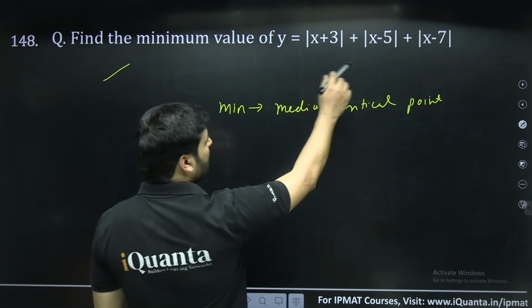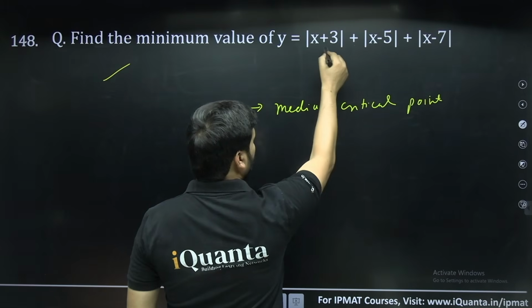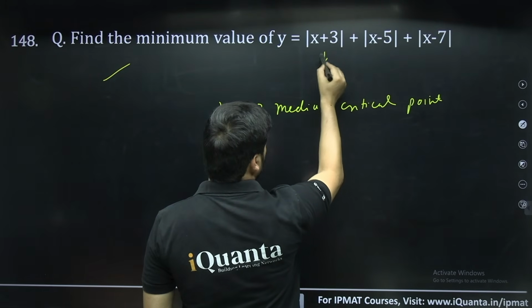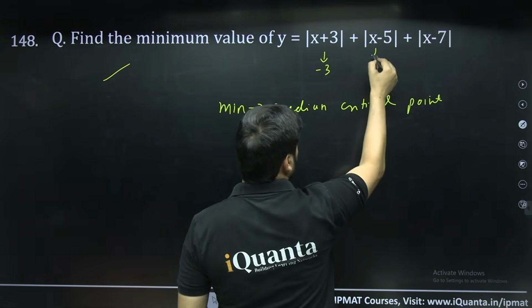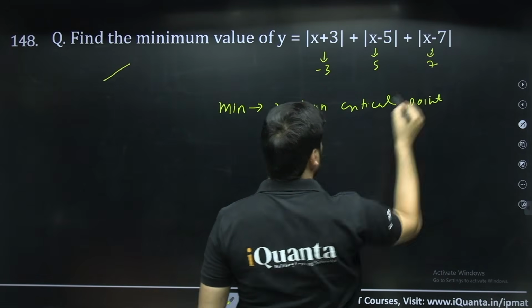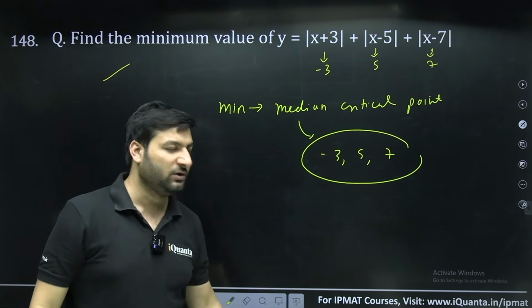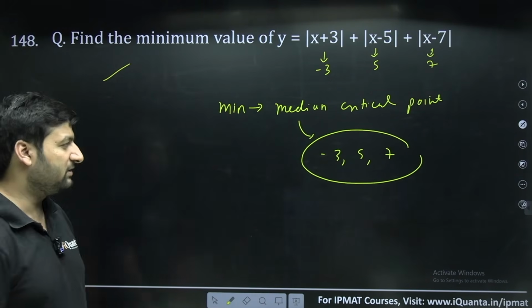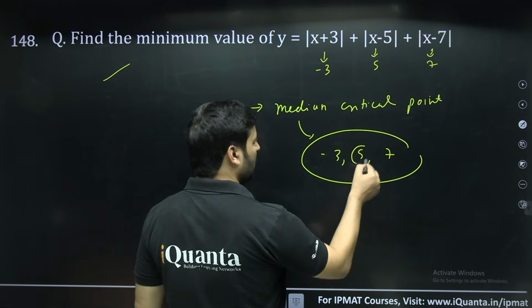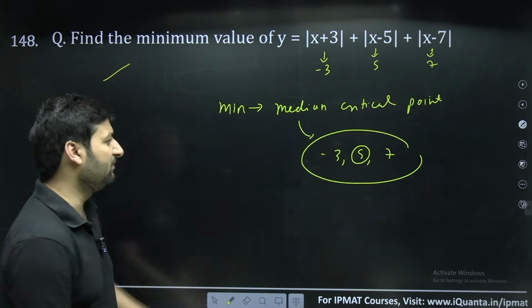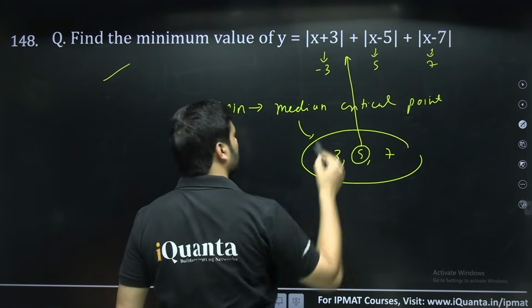So, first of all you have to find the critical points. Critical points are the points at which the modulus individually becomes 0. This becomes 0 at x equal to minus 3, this at x equal to 5, this at 7. So, minus 3, 5, 7. Whenever you have to find the median, you have to arrange the critical points in increasing order. When we have an odd number of values, we have a single median, that is 5. You push this 5 back into the equation that you have been given.